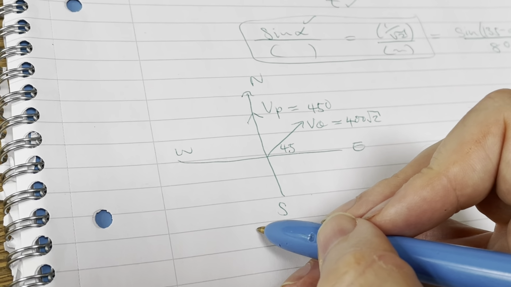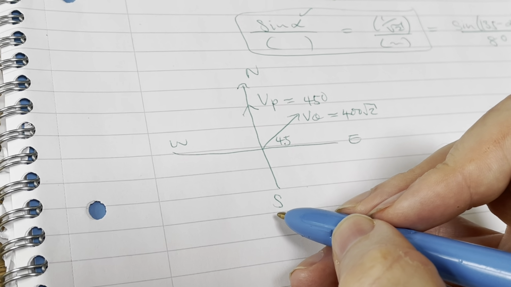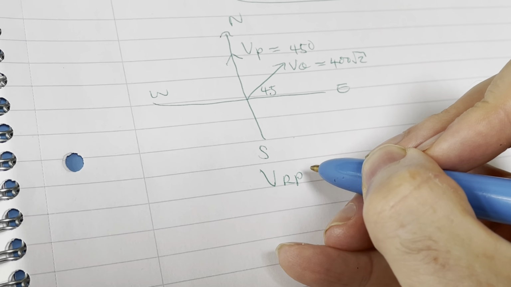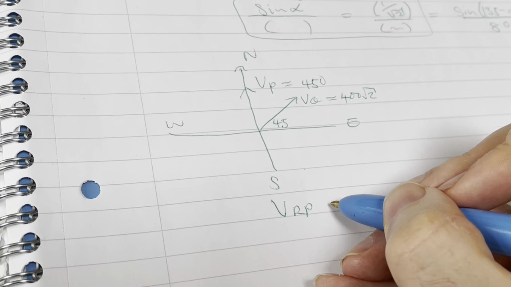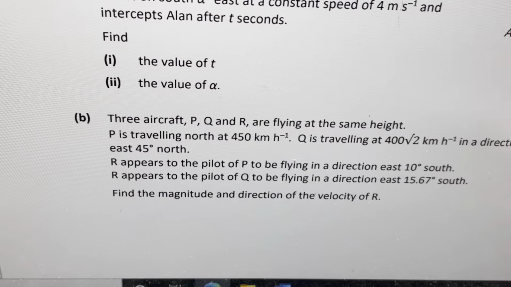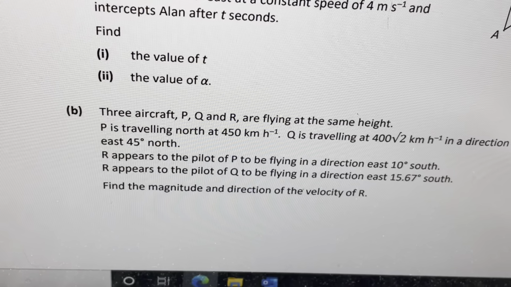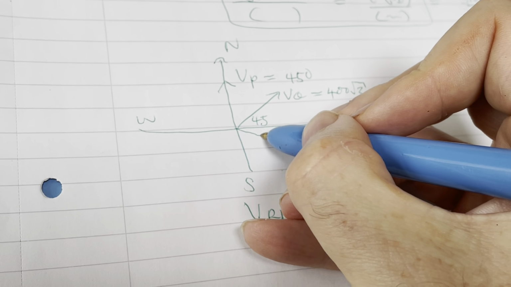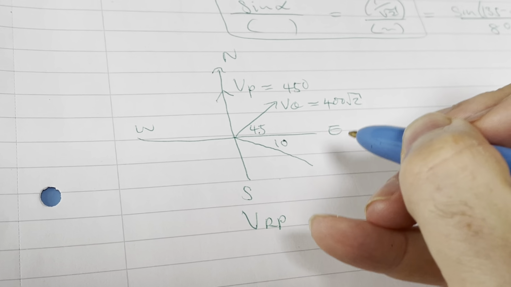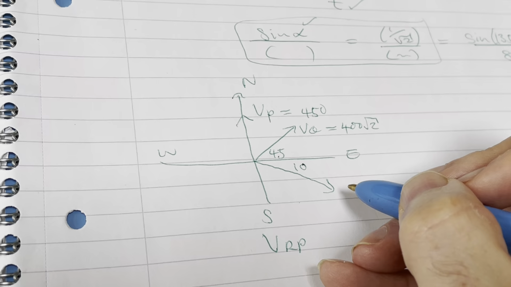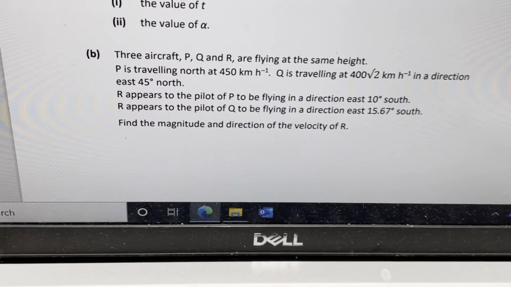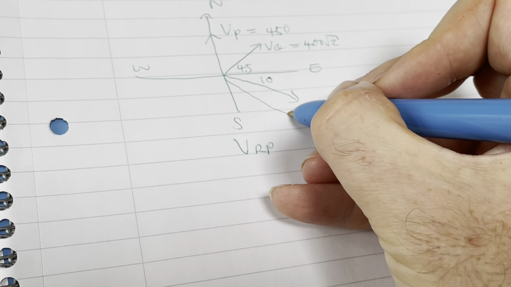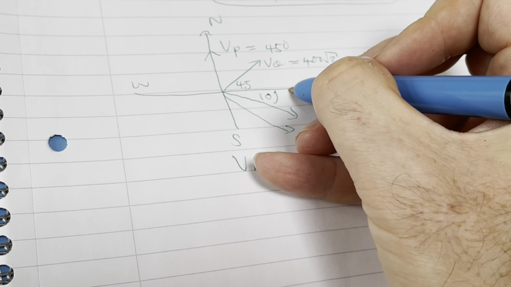Then R appears, by the pilot of P, so the velocity of R relative to P. It's important that you interpret it that way. R appears to the pilot to be flying in the direction of east 10 degrees south. And then R appears to the pilot, for Q, east 15 degrees south. That's 10, that's 15.